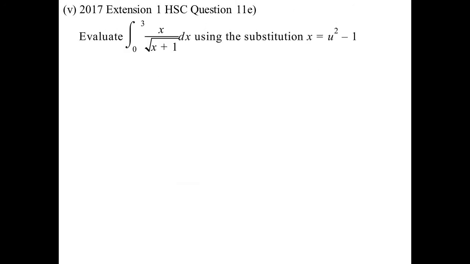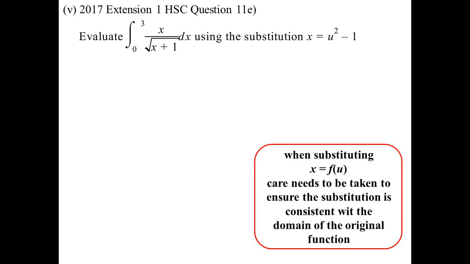17, how interesting. I went 18, 19, 17. I wonder why I went in that order. This time you'll notice the substitution, u is not the subject, x is the subject. So x is u squared minus 1. Now when you are doing x equals function of u as your substitution, you just need to be careful with your substitution of numbers, because just check that it's consistent with the domain of the original function itself. Because in this case, x can't be less than -1. But we're fine. Our limits are 0 to 3, so it's no dramas. We can certainly do this.